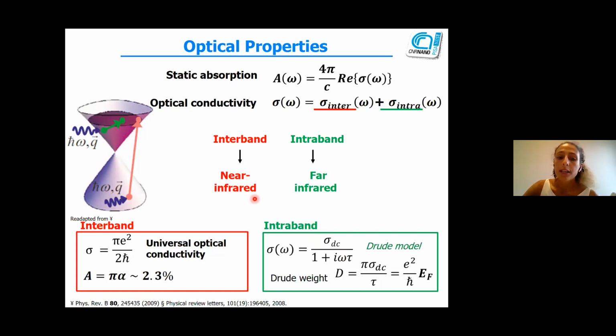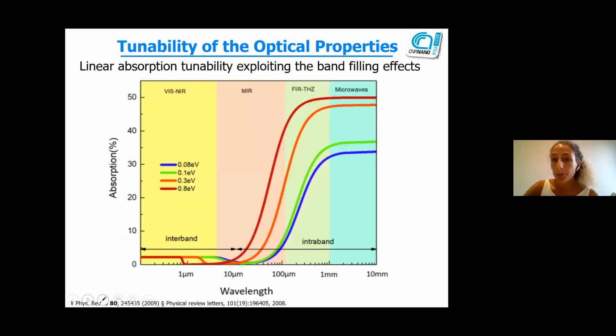Instead, in the near infrared, the dipole allowed pi star interband transitions are dominating and give rise to an almost constant contribution of around 2.3% of absorption. The tunability of the linear absorption with the Fermi level has been largely explored within all the frequency range, basically exploiting the band filling effects. So the variation with the density of the electronic states available to interband and intraband transitions.